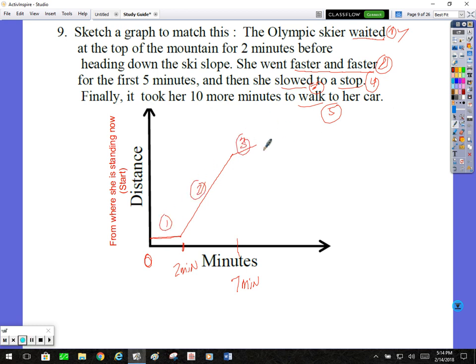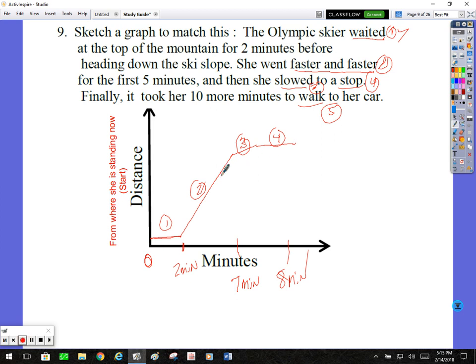Here's number 3. Now remember, when we have a stop, what we're looking for is time is going to continue, but the distance from the start is not going to continue at all. It's going to stay flat. So that would be number 4. And I don't really know how long she stopped right here. We'll just say 1 minute. So there's 8 minutes. And then for the last 10 minutes, she walked to her car.